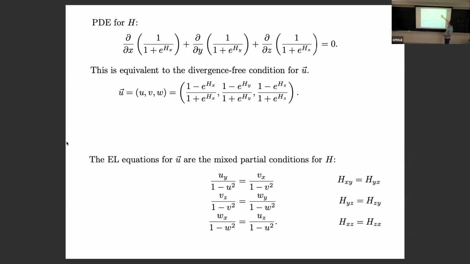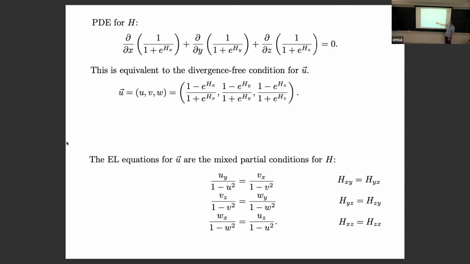But there's a duality between the vector field and the gauge, just like in the previous case. This slide is not very informative, but there's a PDE for H, there's a PDE for the vector field, and there's 3 equations for the vector field plus the divergence-free condition. The vector field is described by 3 functions, u, v, and w, because there's 3 coordinates. And then the y derivative of u is the x derivative of v divided by these things.